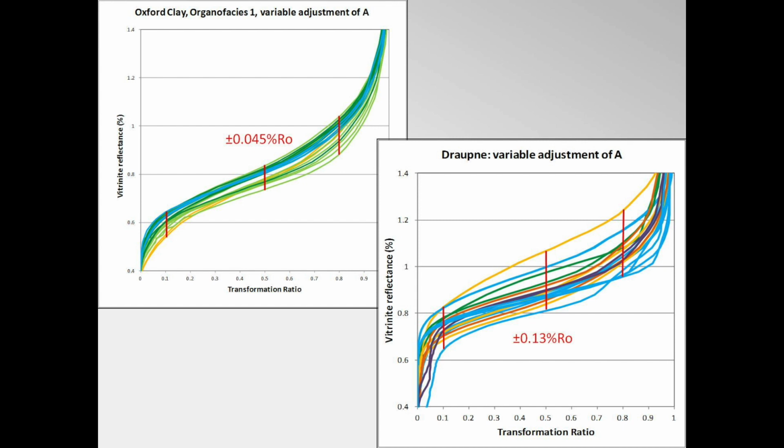Here we see that the total variability is more like 0.13% Ro from one sample to the next. In other words, the greater heterogeneity of the Draupne is reflected in greater variability in the kinetics, and therefore greater uncertainty in the appropriate kinetics to use for any particular sample.